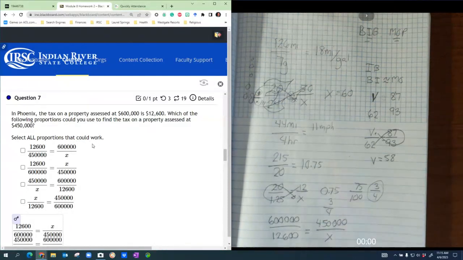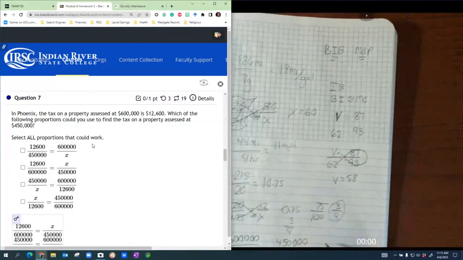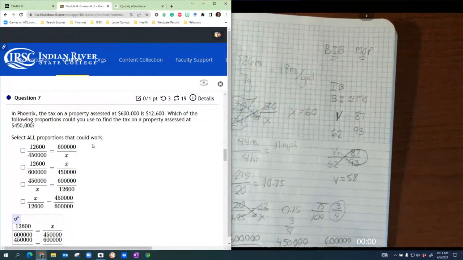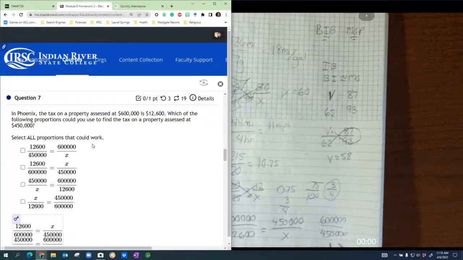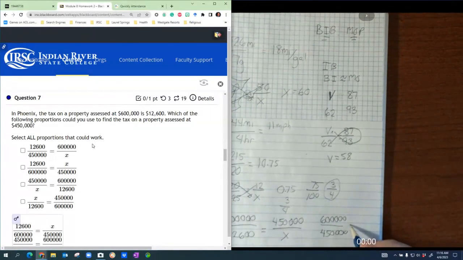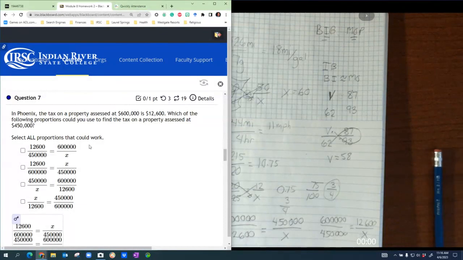So now I'm going to go ahead and, okay, so if that's the case, the third one works. We already determined that. Now the next thing we could do is put down 600,000 over 450,000, and if that's the case, we would set that equal to 12,600 over X. That's one way, or 12,600 over X equals 600,000 over 450,000. So I'm looking for that as an answer.